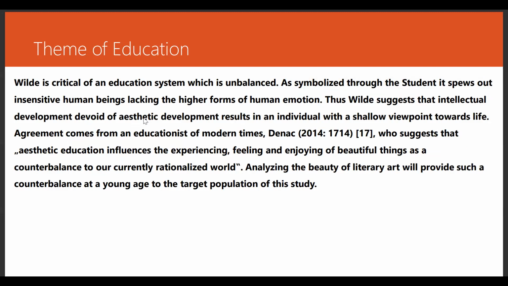Right. So here, Wilde is critical of an education system which is unbalanced, as symbolized by the student. It spews out insensitive human beings lacking the higher forms of human emotion. This education system is lacking human emotions. They did not pay any attention to the value of human emotions. That is why Wilde is totally upset about that.